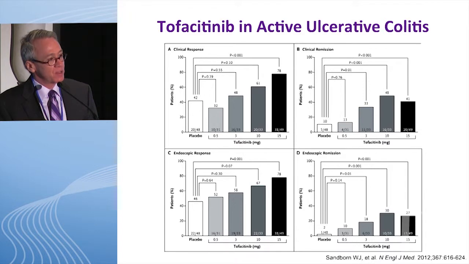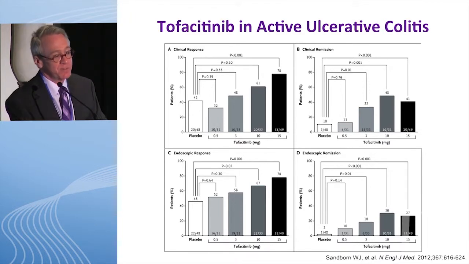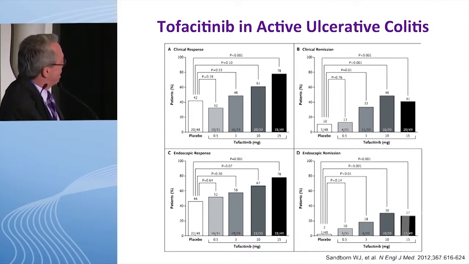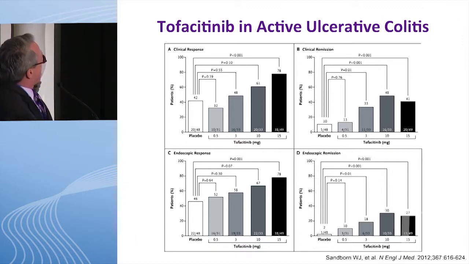This paper looking at tofacitinib in a phase 2 analysis in active ulcerative colitis was recently published in the New England Journal. What was seen just looking at clinical response over here was this really wonderful dose response with the highest dose in moderate to severe ulcerative colitis having 78% response rates, a delta compared to placebo. So pretty impressive results here.